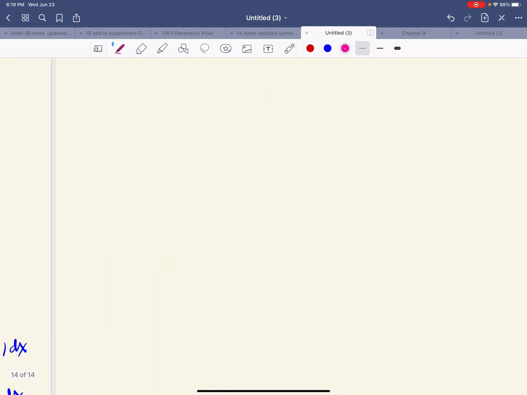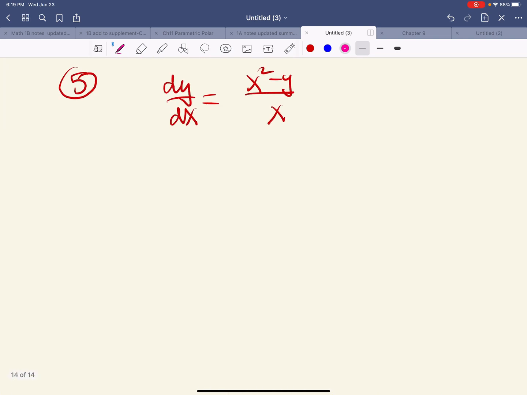Let's see one more example of first order linear differential equations. We have dy over dx equal to x squared minus y over x. Definitely not in good shape, because we want to have y prime plus p of x times y equal to q of x. This is the form a first order linear equation has to be. So let's go ahead and try to get there.